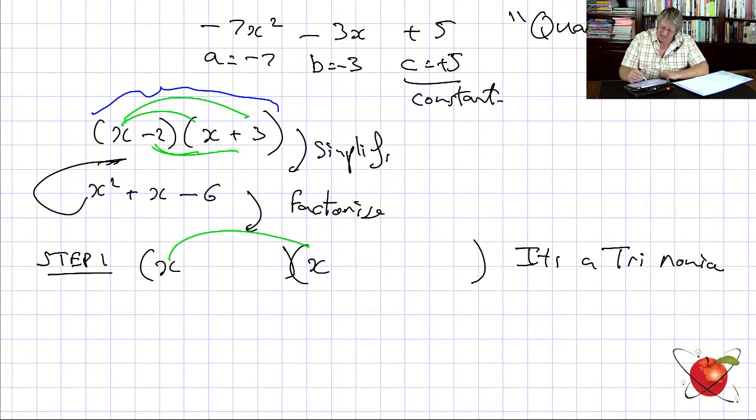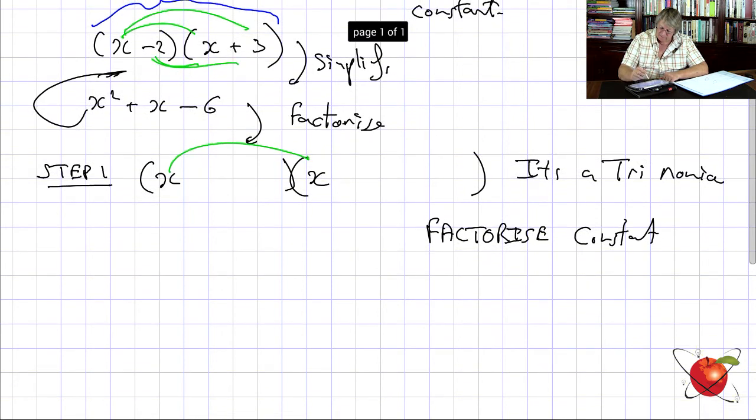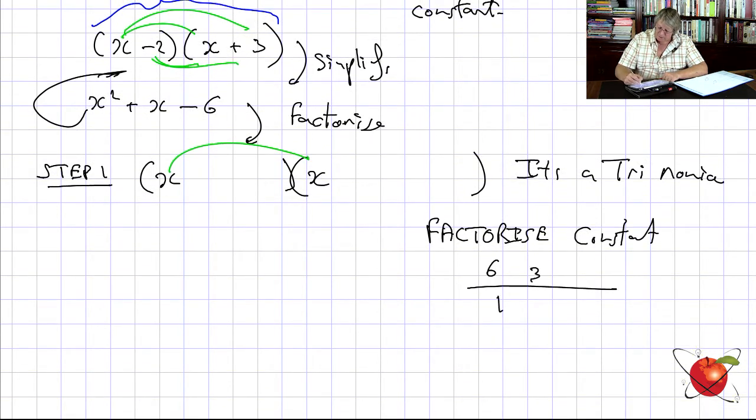And now at the back, what are my options? Let's have a look at the options for the back. What we do is factorize the constant. Which means it's either going to be a 6 and a 1 or a 3 and a 2. Obviously, it could be a 1 and a 6 and a 2 and a 3. Now, we don't know which, so we can do a test.